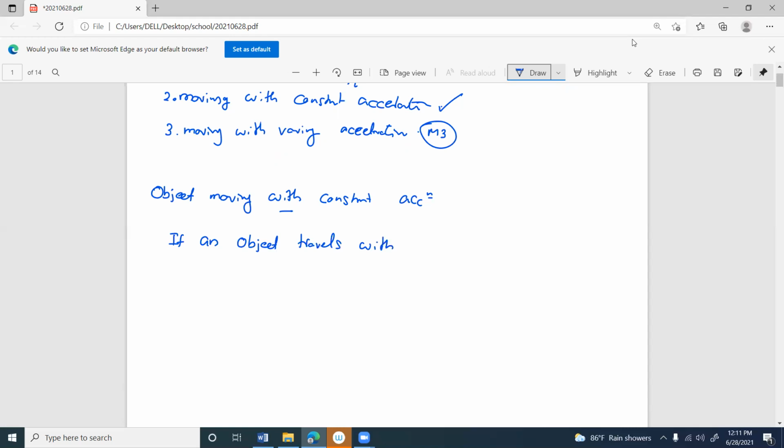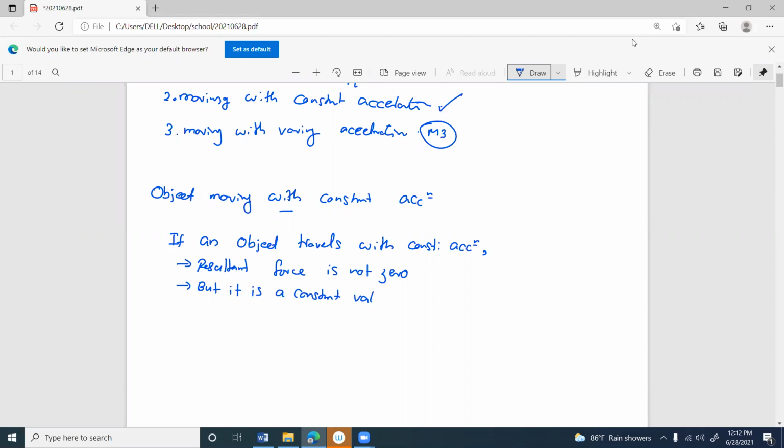say if an object travels with constant acceleration, because of acceleration, the resultant force is not zero. That's the first condition. If it is zero, it's moving with a constant velocity or is stationary, as we know from Newton's first law. From Newton's second law, you know that when an object moves with constant acceleration, the resultant force is not zero, but it is a constant value.